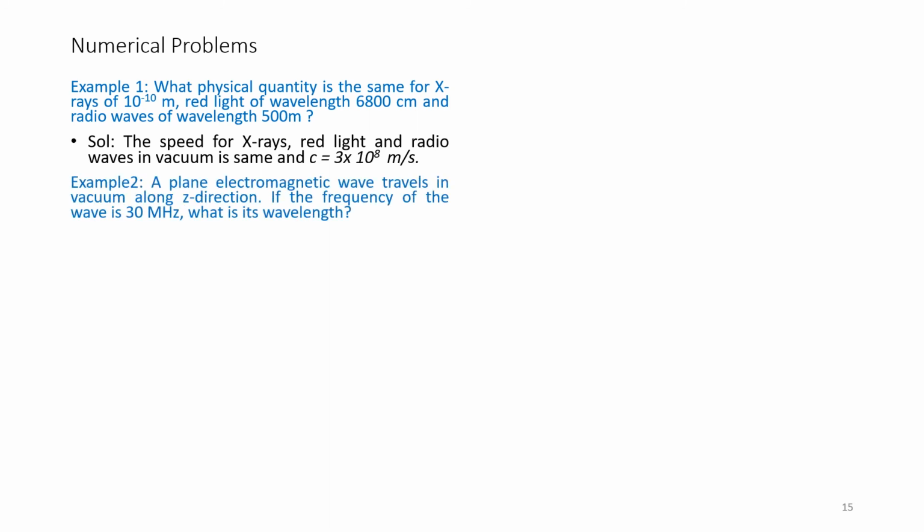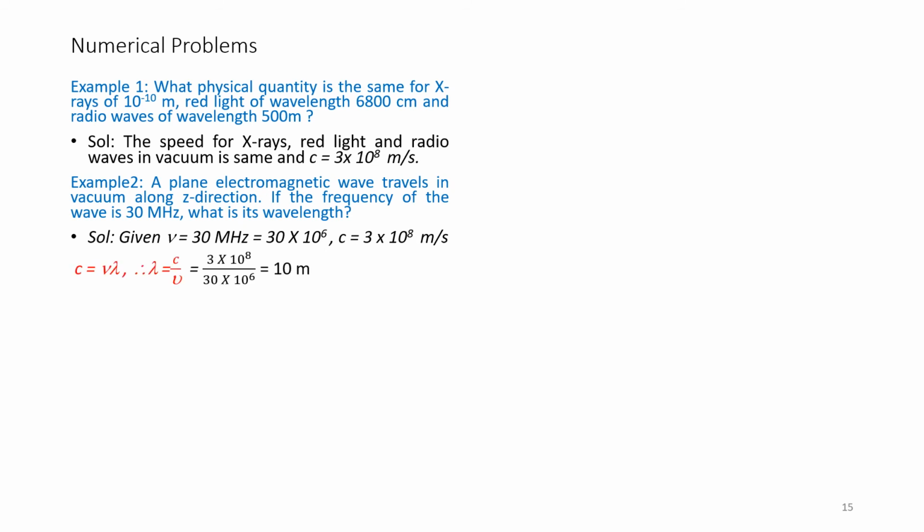Example 2. A plane electromagnetic wave travels in vacuum along z direction. If the frequency of the wave is 30 megahertz, what is its wavelength? Solution. Given nu is equal to 30 megahertz, that is equal to 30 into 10 to the power of 6 hertz, and c, we know, is 3 into 10 to the power of 8 meters per second, and we should find out the relationship.